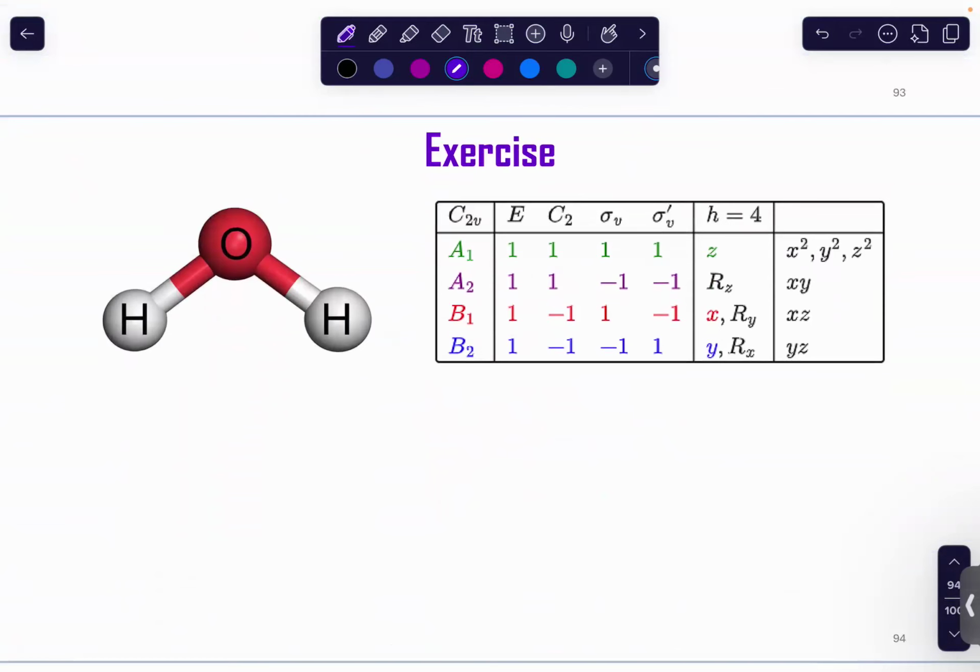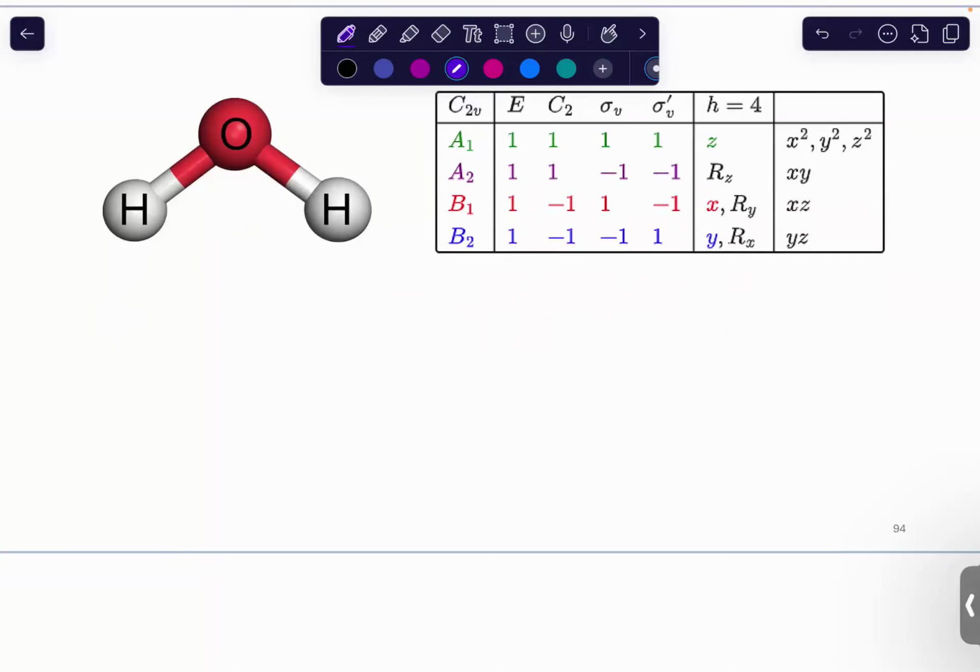So I gave you water to work on. A little more straightforward, because you don't have that crazy rotation matrix. Do you remember, did we go over what a C2 matrix is?